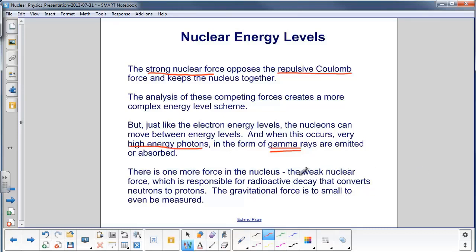One more force in the nucleus, the weak nuclear force. So that's the third fundamental force. We have strong nuclear, electromagnetic, now the weak nuclear force. And that's responsible for the radioactive decay that converts neutrons to protons. And again, that's when you get into the whole notion of quarks, which we're not going to cover here. And the last fundamental force of the four is gravitational, and it is far too small to even be measured.